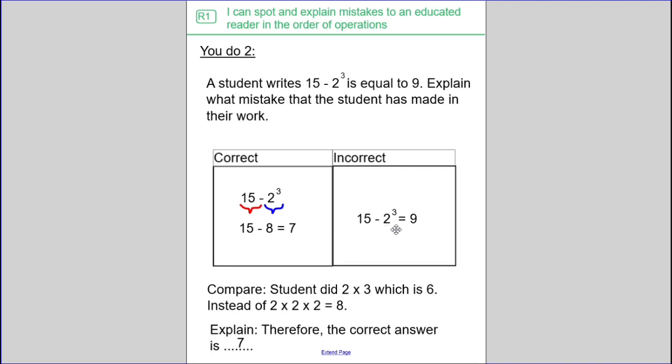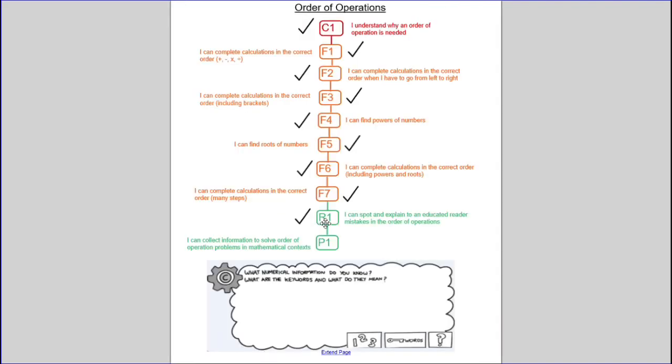Incorrect part, we just write down that the statement is equal to 9. To compare, the student did 2 times 3, which is 6, instead of 2 times 2 times 2, which is 8. Now we know that 2 cubed does not mean 2 times 3. It is an index. It means 2 times 2 times 2. So they would have done 15 subtract the 6 that they got, which would have given them the 9. Therefore, the correct answer is 7. That's the end of R1, and we are now ready to move on to P1.